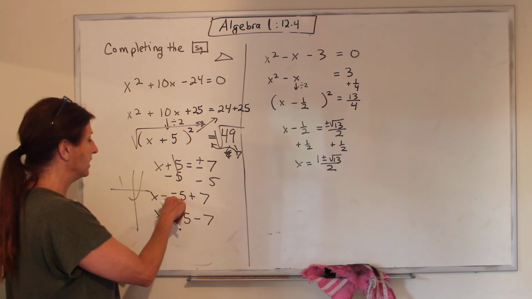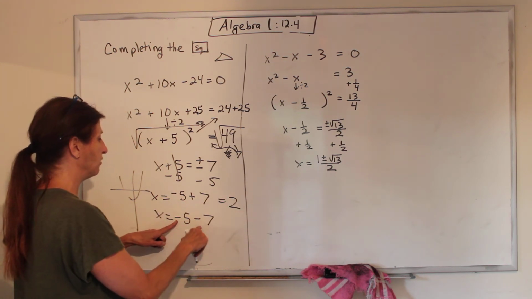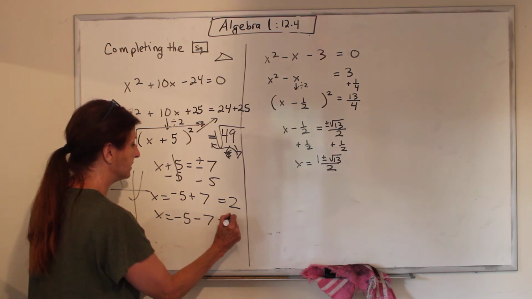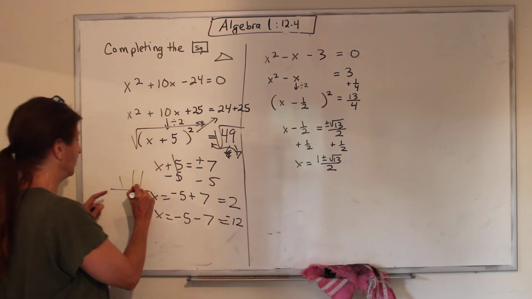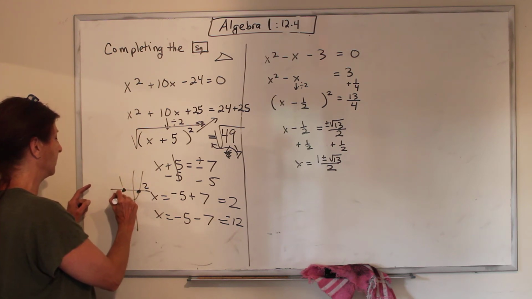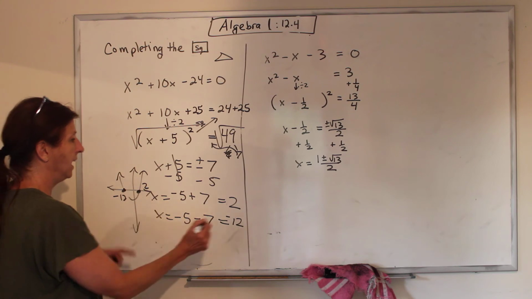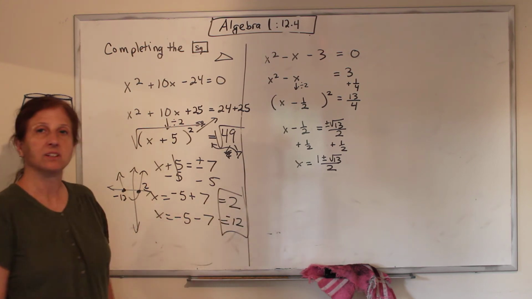So now, negative 5 plus 7 is 2, and negative 5 minus 7 is negative 12. So this point right here is 2, that point is negative 12, where my parabola crosses. And those are my two answers.